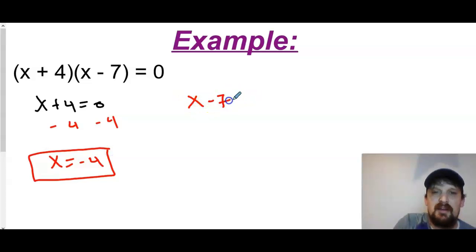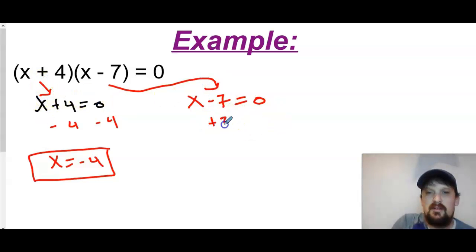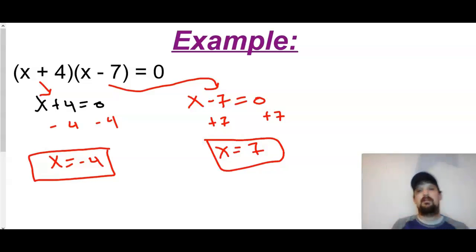Then x minus 7 equals 0. And add 7 to both sides. And you get x equals 7. And there's your two answers, very simply put.